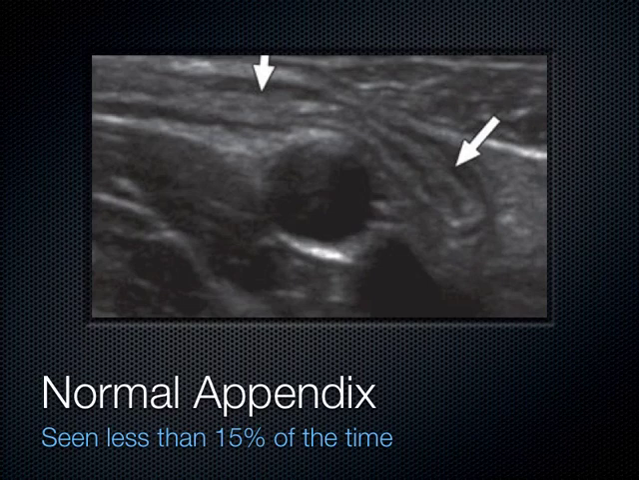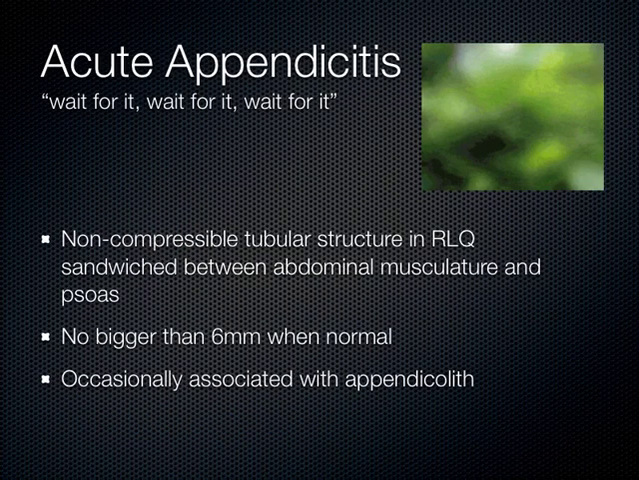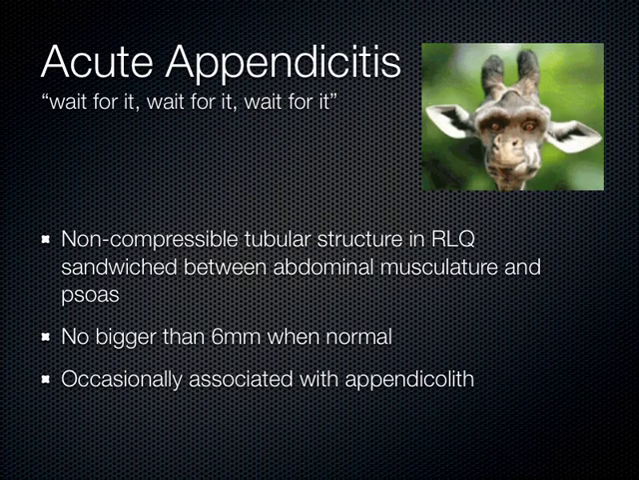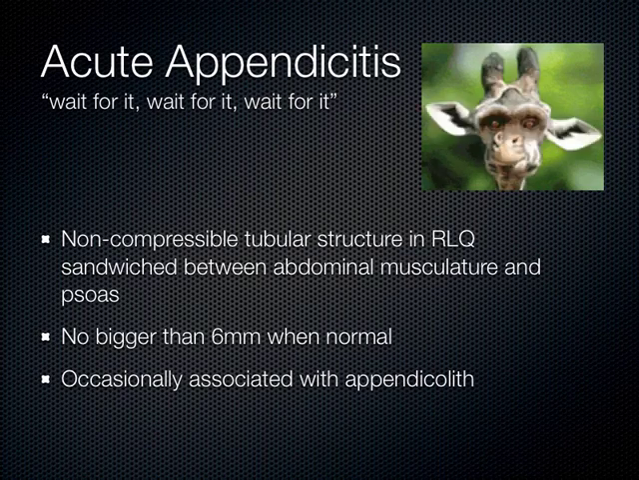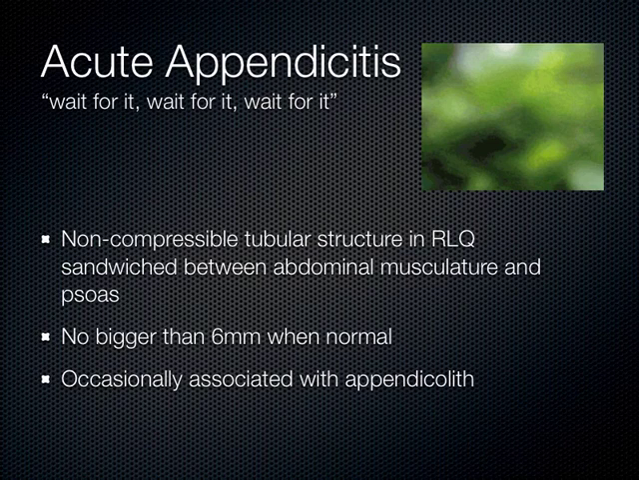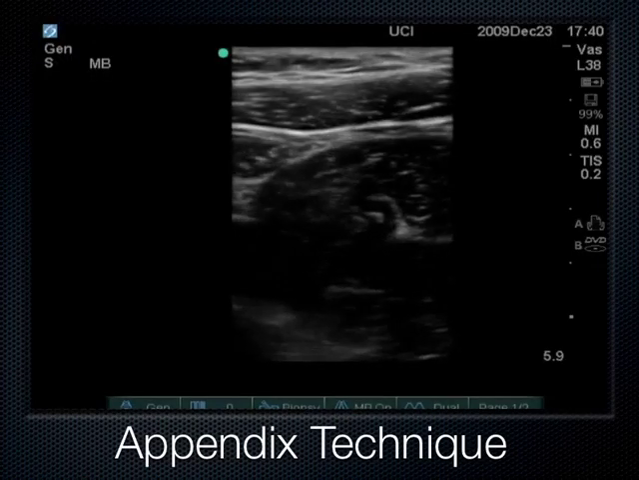Now, when you look for appendicitis, what you're trying to do is compress the abdominal wall musculature down to the psoas muscle. If you wait for it and keep compressing, eventually you'll see that little appendix pop its head out at you, and then as soon as it's there, it's gone again. Hopefully you were recording it, but it gets sandwiched between the abdominal wall musculature and the psoas muscle. It should be no bigger than 6 millimeters when it's normal, and occasionally you can see an appendicolith, which translated means poop stone.